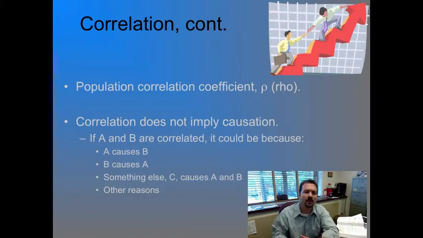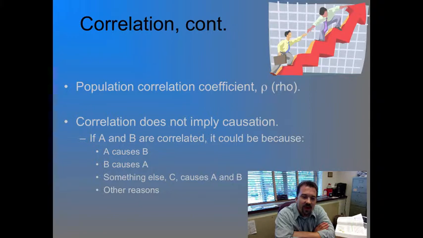And I think this is my last slide on correlation, just pointing out the population correlation coefficient. There's always a parameter to go with each statistic, so the statistic R goes with rho from the population. So you're trying to predict rho based on your R value, given your samples. And of course, correlation does not imply causation. You've probably heard that before.